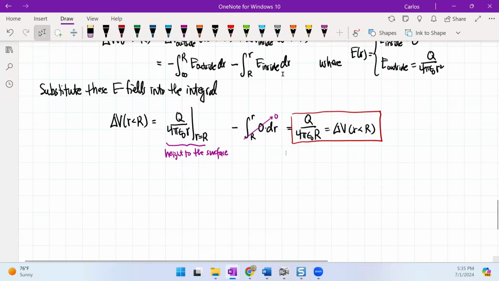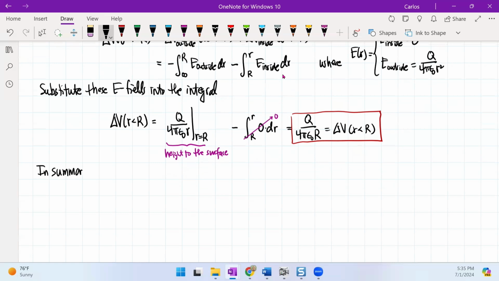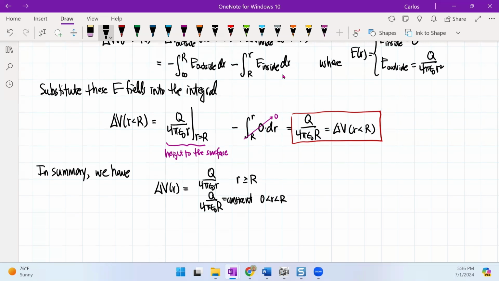So in summary, we have that the potential function V of r is equal to Q over 4 pi epsilon r for r greater than or equal to big R. And then inside it goes to Q over 4 pi epsilon big R. And note that this is a constant, and this is between 0 and big R here. This is our potential function right here.